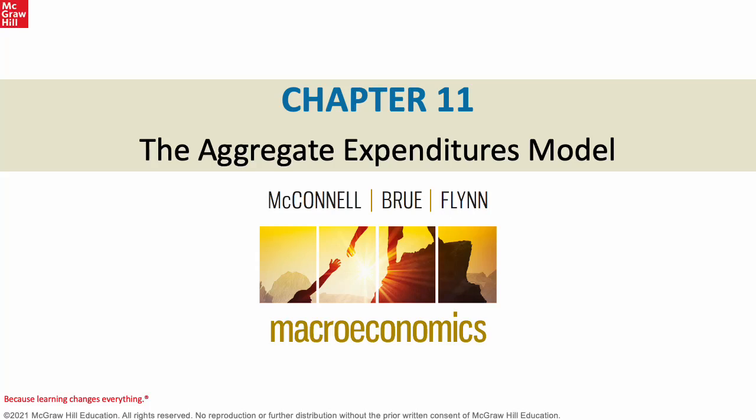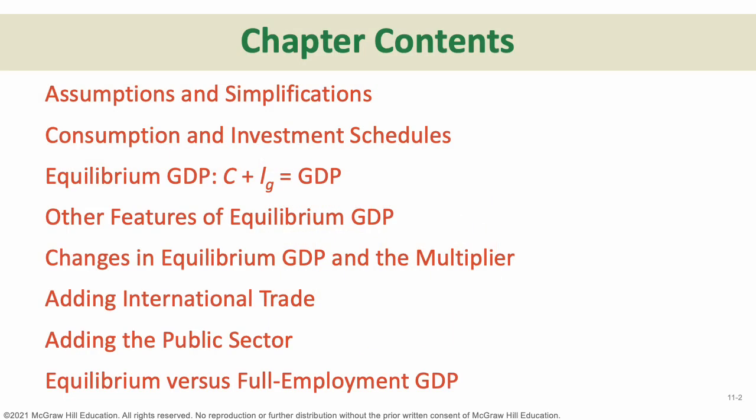Hello everybody and welcome to Chapter 11, the first chapter of Module 3, and that is our third and final module for the course. So we're going to look here at aggregate expenditures, which is the overall amount of spending in an economy. We're going to look at, once again, assumptions and simplifications, what we consider both consumption and investment schedules, equilibrium GDP, and equilibrium GDP works very similar to equilibrium we've already seen. What happens when we look at international trade, government spending, and the difference between equilibrium and full employment GDP.